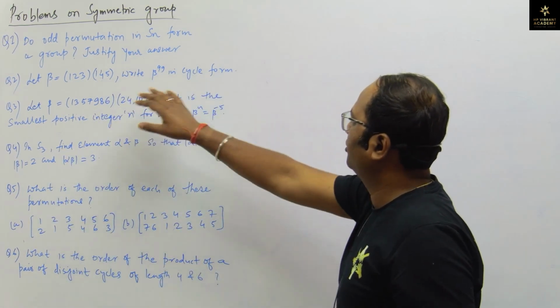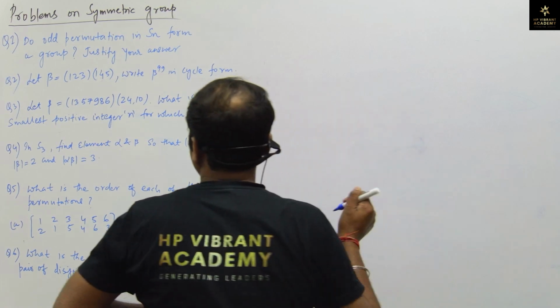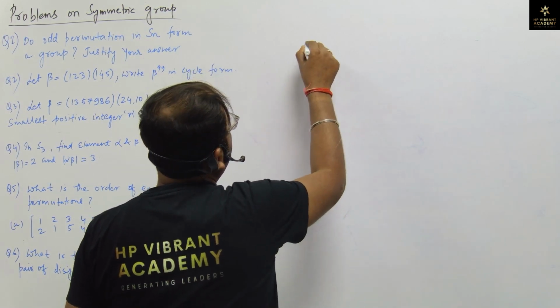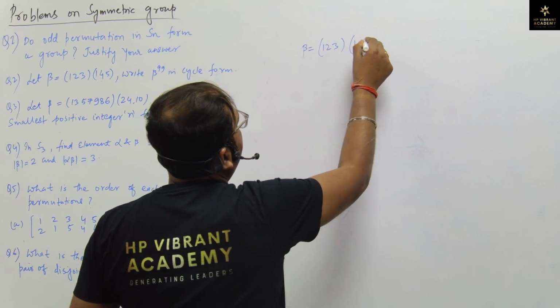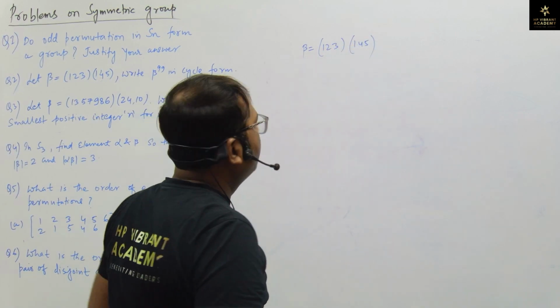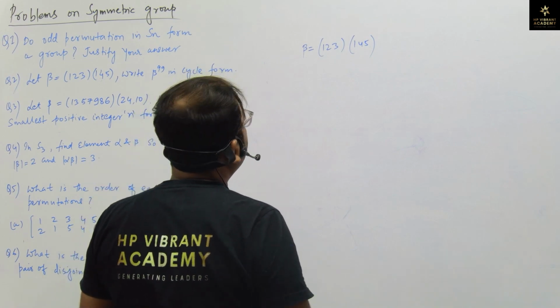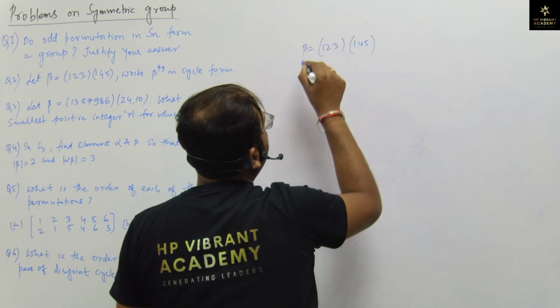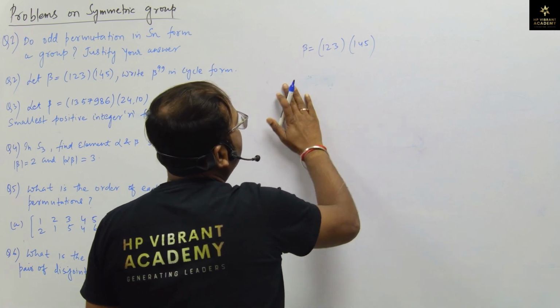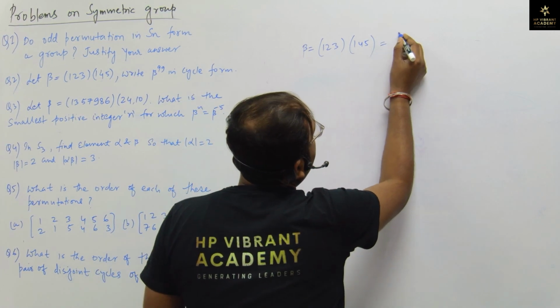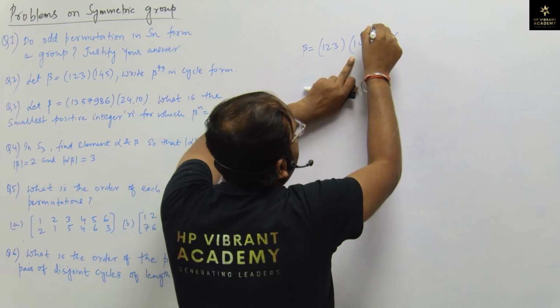Okay, in question number 2 we have beta equal to (1 2 3) times (1 4 5). We have to find beta to the power 99. So let us do the multiplication. Let us start the multiplication in this particular direction.